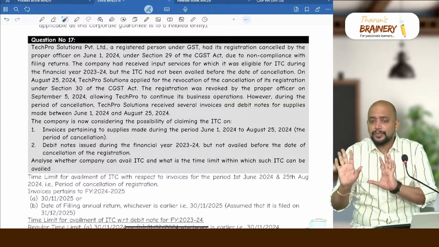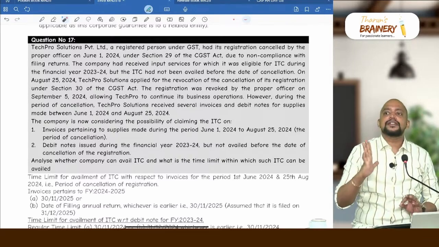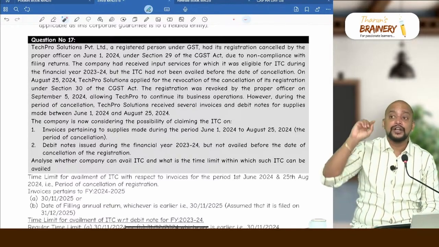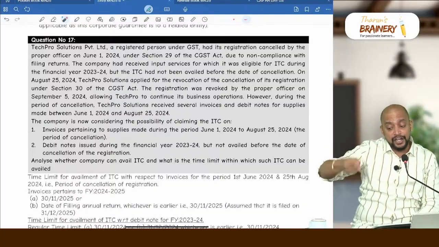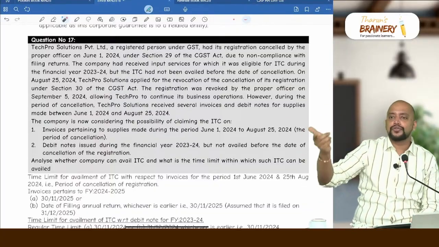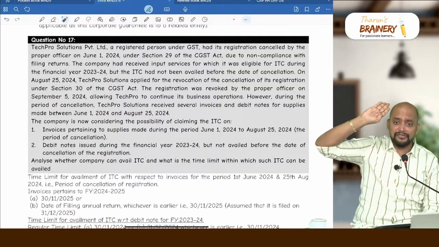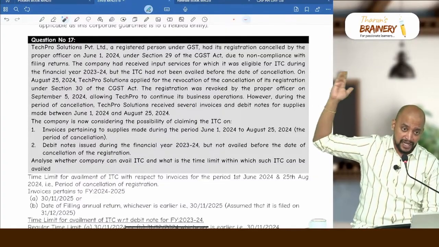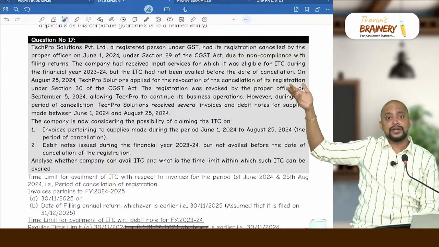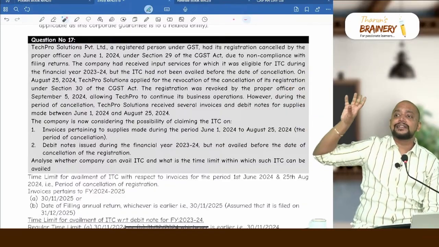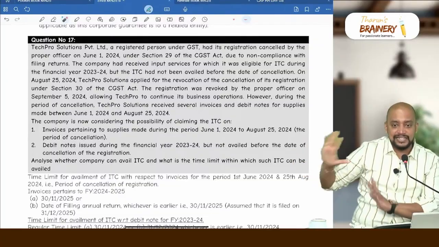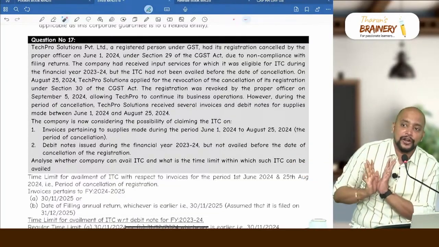For this, the regular provision only applies, no issue. What is the regular provision? What is the financial year to which these invoices pertain? Not 23-24, 24-25. For 24-25, anyhow we have a time limit for availment of ITC, that is 30th November 2025 or the date of filing annual return, whichever is earlier. That is, 30th November 2025 is the time limit. Happily we can take ITC with respect to that within the time limit, correct or not?